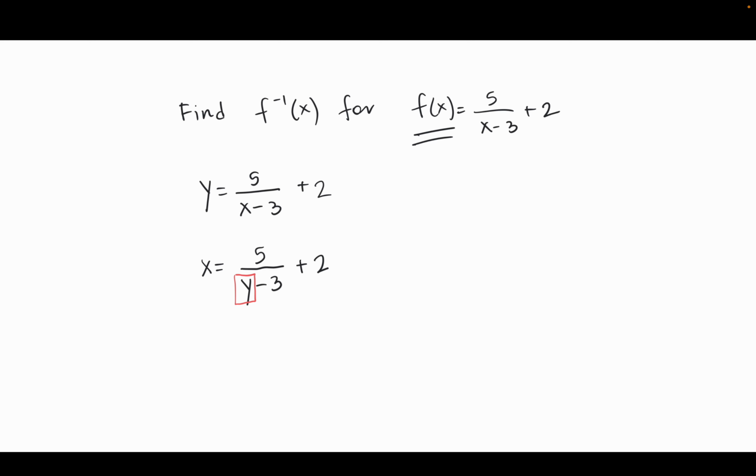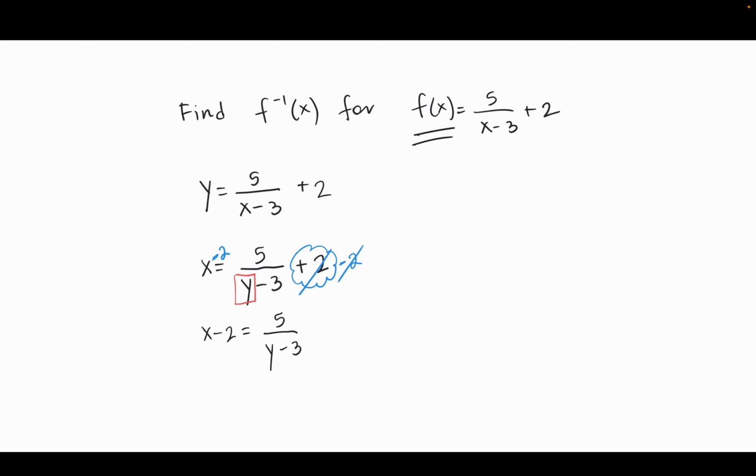The first step in getting the y by itself is removing the plus 2 by subtracting it from both sides of the equation. Minus 2 on the left side and minus 2 on the right side. When you minus the 2 on the right side, the 2's will cancel each other out. On the left, you have x minus 2, then equals 5 over y minus 3.